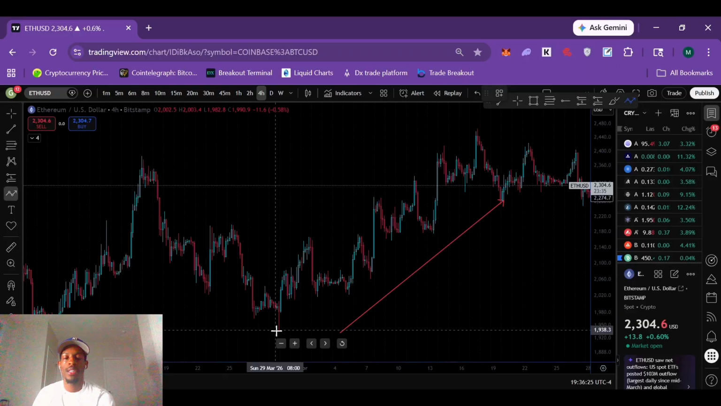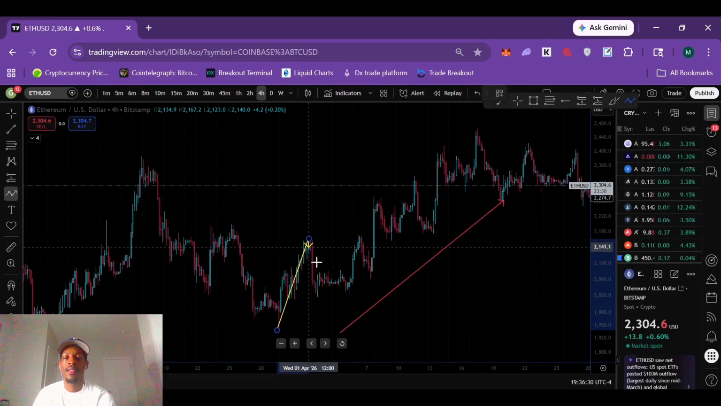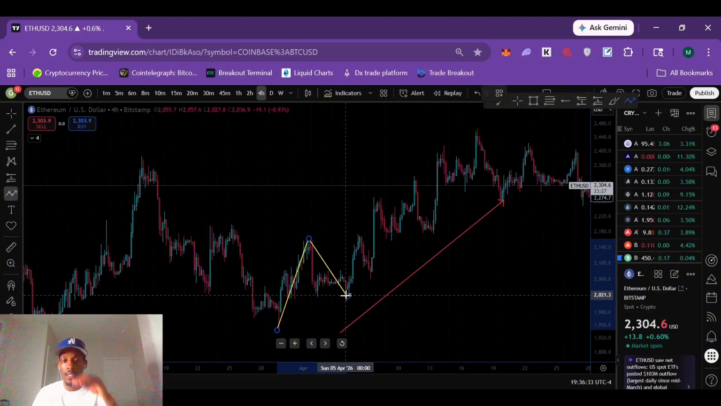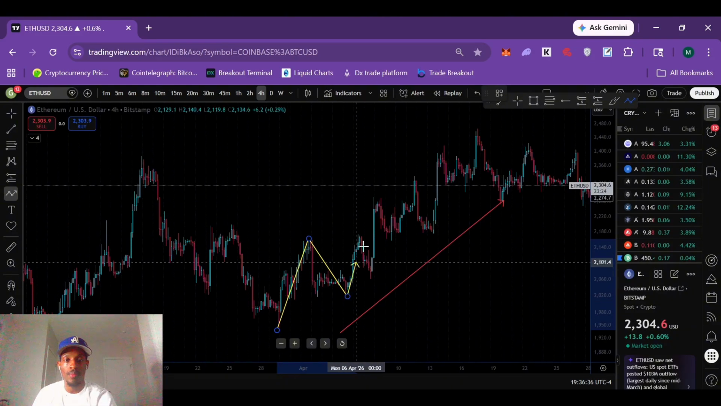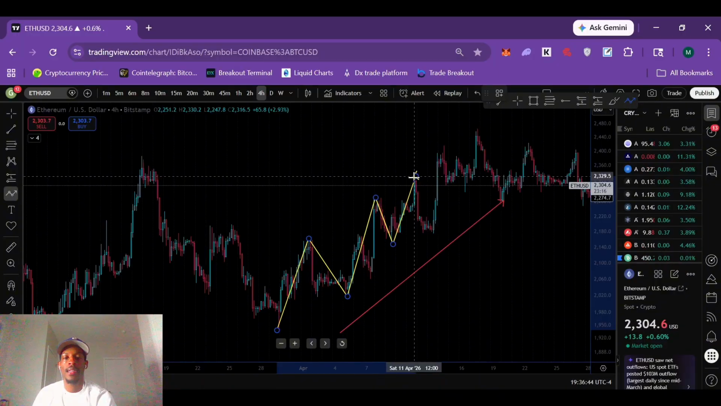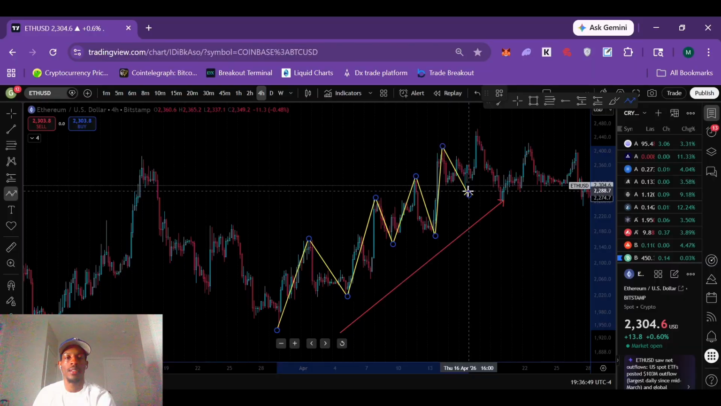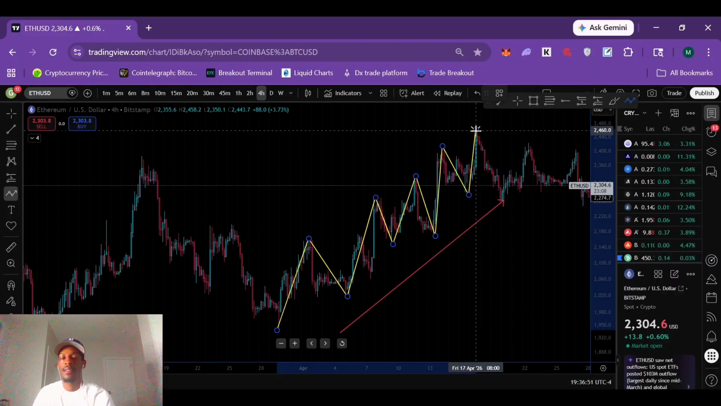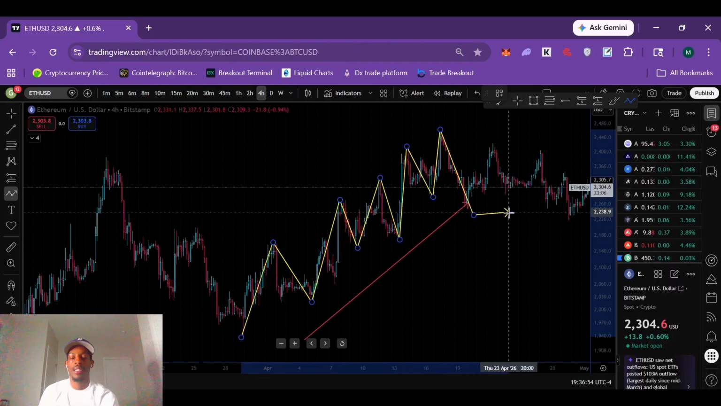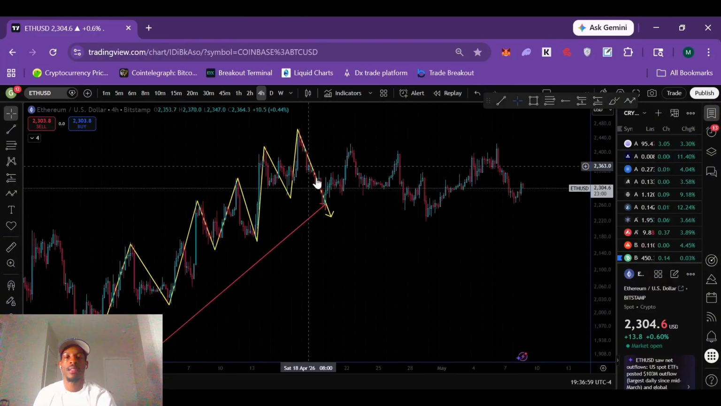So we have our starting point here, our low. Now we have our high. Now we have our higher low, right? Now we have a new high. Now we have a higher low. A new higher high, new higher low. New higher high, new higher low. New higher high. And then it finally broke. And as you can see, once that trend broke, it's kind of moving sideways, kind of leaning more towards the downside.